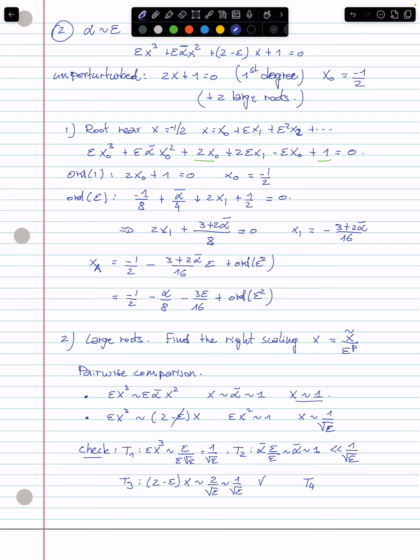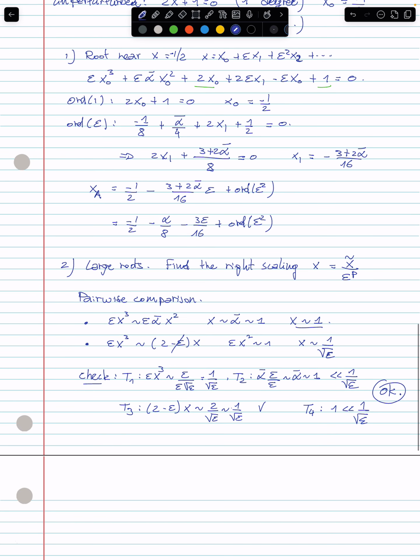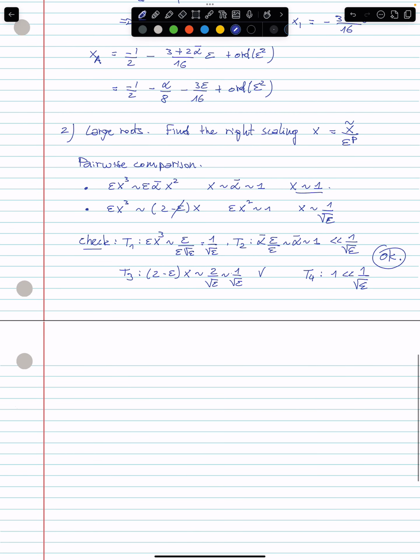And the last term, T1, is 1, which is much smaller than 1 over square root epsilon. So it means that we have at least found one order of magnitude. Okay, so it means that at least there will be one root. We're still missing two roots, right? But at least there will be one having that order of magnitude. Okay, so let's see if we have 1 or 2 by rewriting the problem with that scale, and see if we have 2 roots, then the problem is solved.